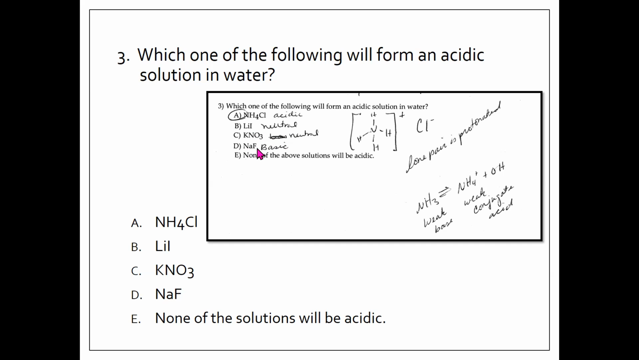But the sodium fluoride, for the sodium, think of this coming from sodium hydroxide, strong base, so neutral sodium. But the fluoride, think of that coming from HF. HF is a weak acid, and so the F minus would be a weak base. So this would produce a basic solution if we were to dissolve this in water. So that's the analysis that we need to do. Of these, it's the NH4Cl that's going to produce the acidic solution when dissolved in water.